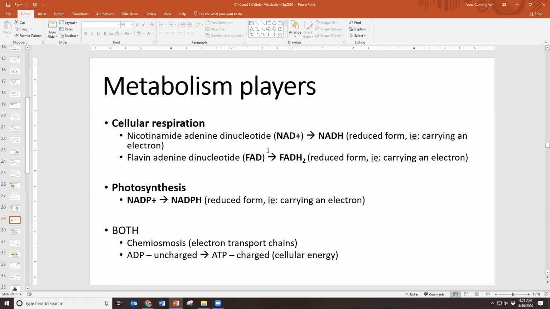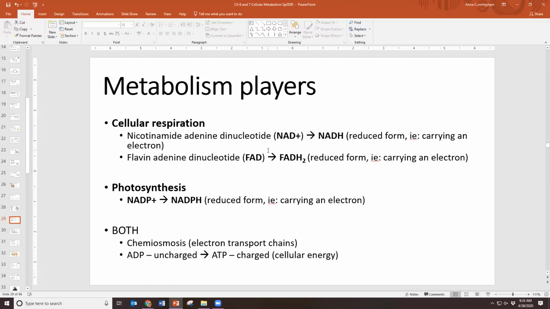And then we have flavin adenine dinucleotide, just a different one: instead of having an amide group, it has a flavin group. That's called FAD, and it actually carries 2 electrons and becomes FADH2. We don't really even need to know the chemistry behind this. You'll get that eventually in biochemistry, but what I want you to know is that these molecules hang out around reactions.